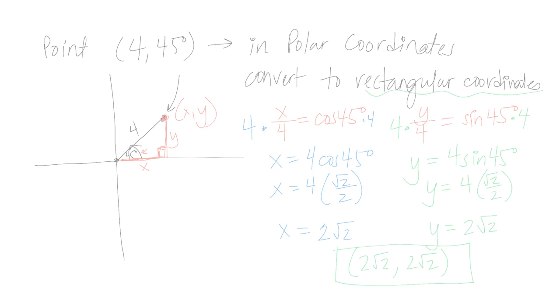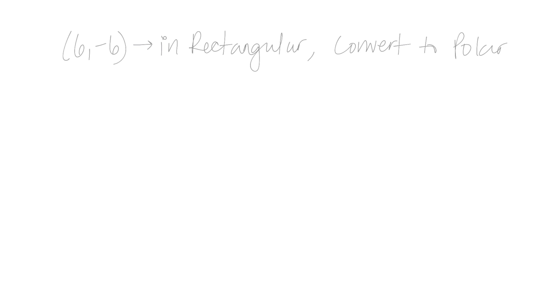Now we're going to do the other way. So the other way would be going from rectangular to polar. So let's say in rectangular coordinates I had the point 6, negative 6. This is in rectangular, and I want to convert to polar. Okay, so I'm going to just plot this really quick.